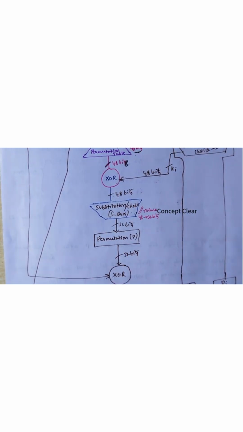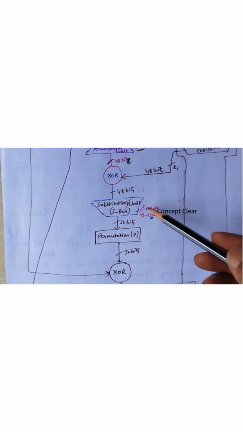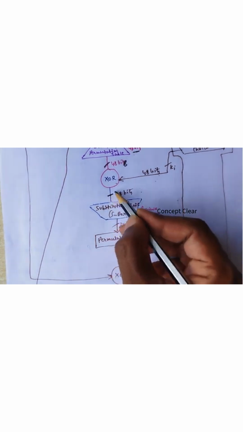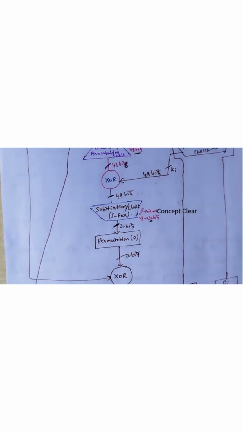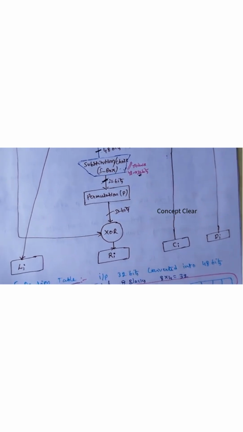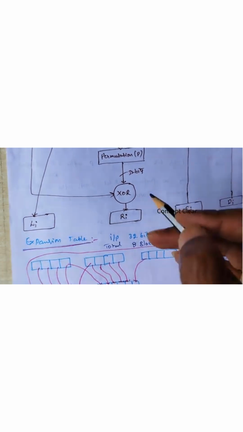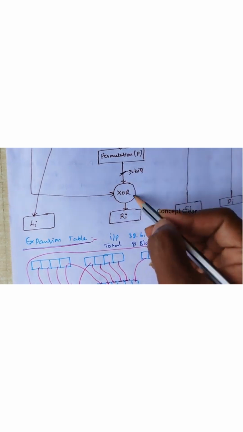What does the substitution choice or S box mean? This operation is performed: the size will be reduced from 48 bits to 32 bits. After the S box operation, the 48 bits are reduced to 32 bits, and then it goes to the permutation block. What is the permutation block? It is nothing but again the bits change their positions, and the 32 bits go to the XOR operation.